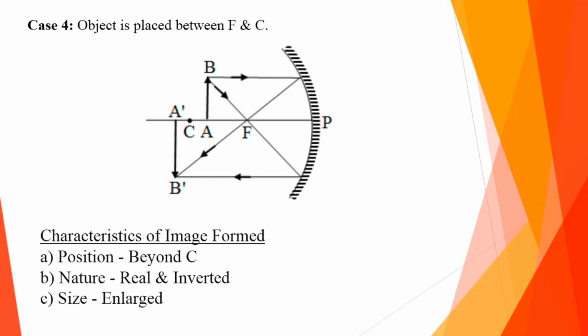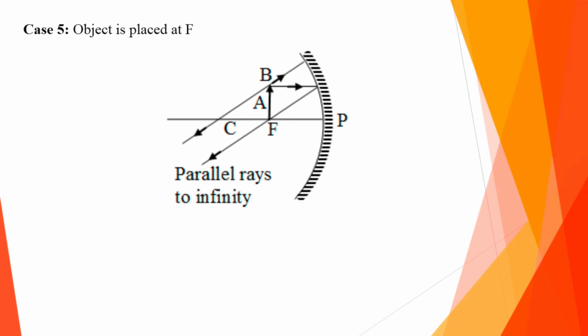And the next case is when the object is placed at F, that is principal focus. So when the object is at principal focus, how does the image form? The reflected rays become parallel and don't meet. Here two rules are used. One rule is when the ray of light is parallel to the principal axis, it passes through the focus, and the other rule is when the ray of light passes through the center of curvature, it passes along the same path.